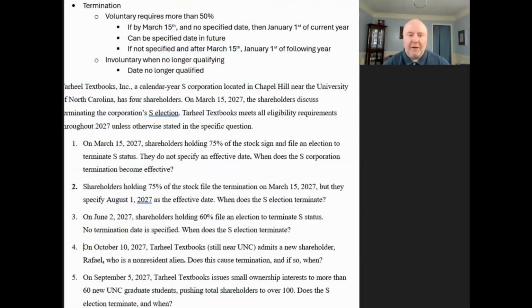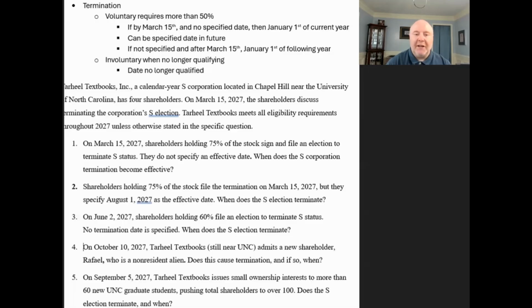Okay, so we've now talked about what happens when we're forming an S corporation and that we needed unanimous agreement in order to form it. But let's talk about what happens when we don't want to be an S corporation any longer, or we just no longer qualify. There are two ways that we can lose our status after we formed it. The first one is voluntarily, and the second one is involuntarily.